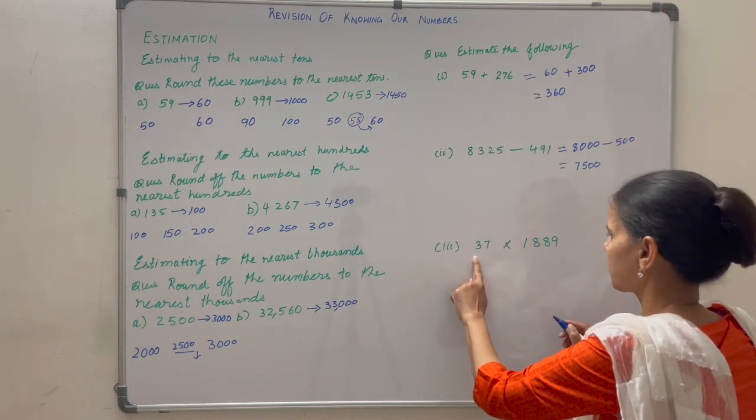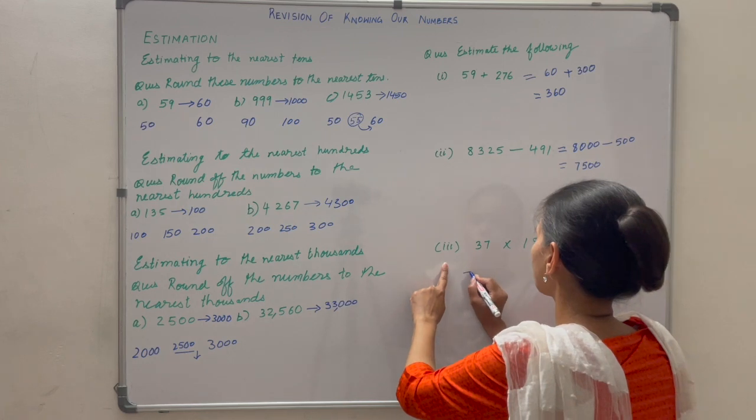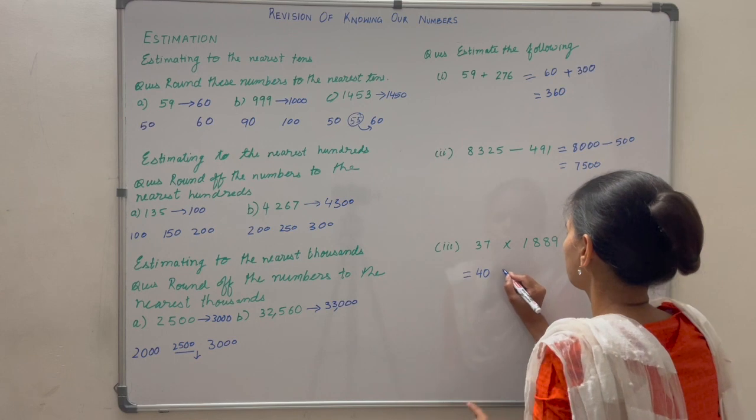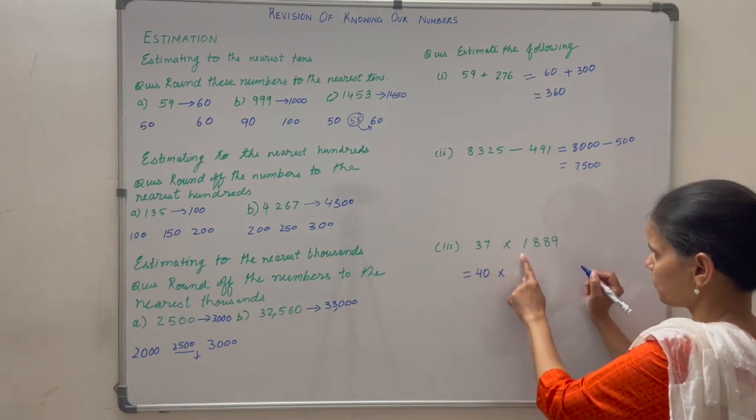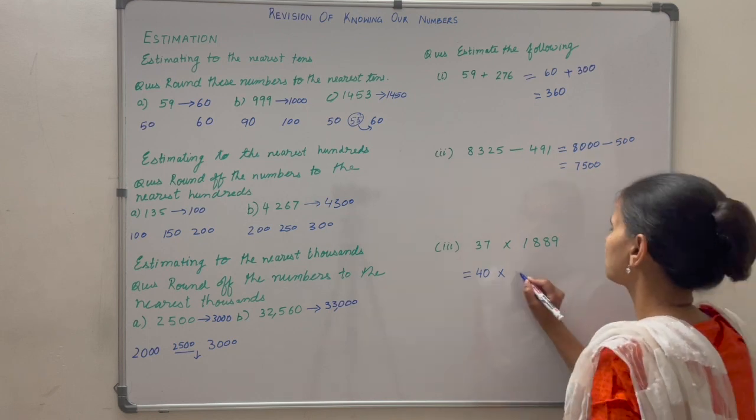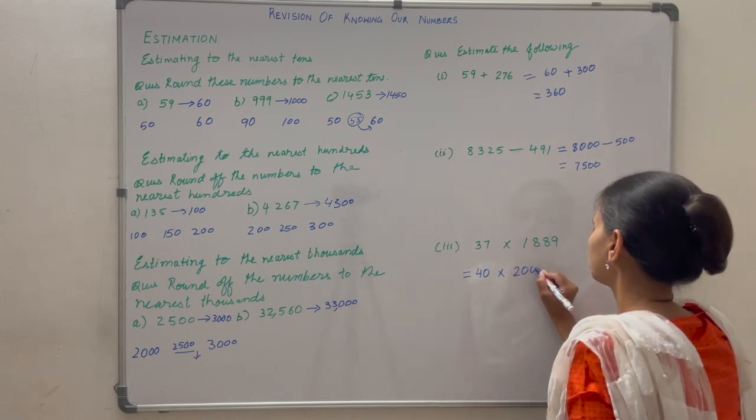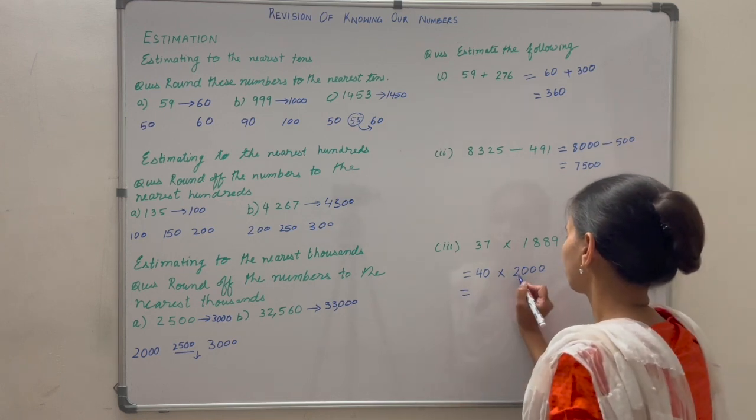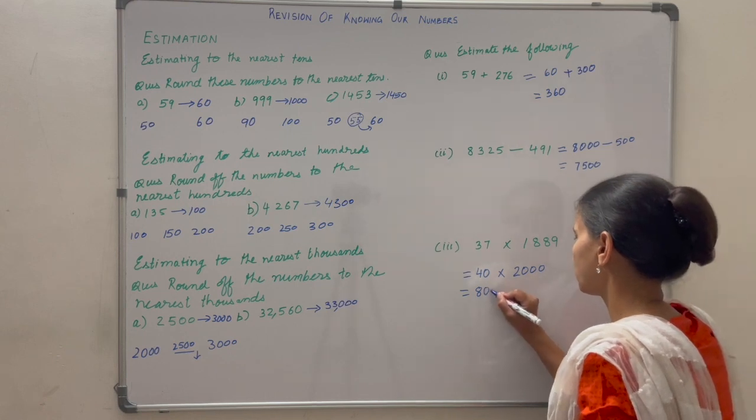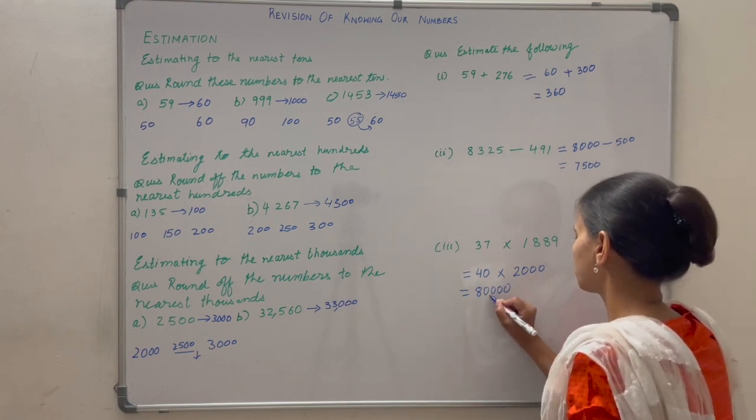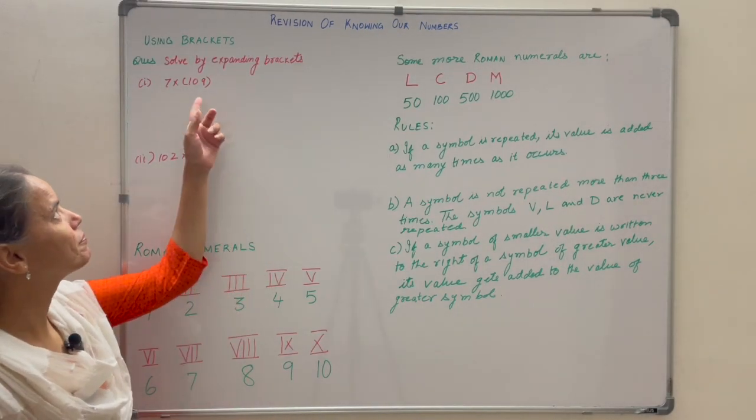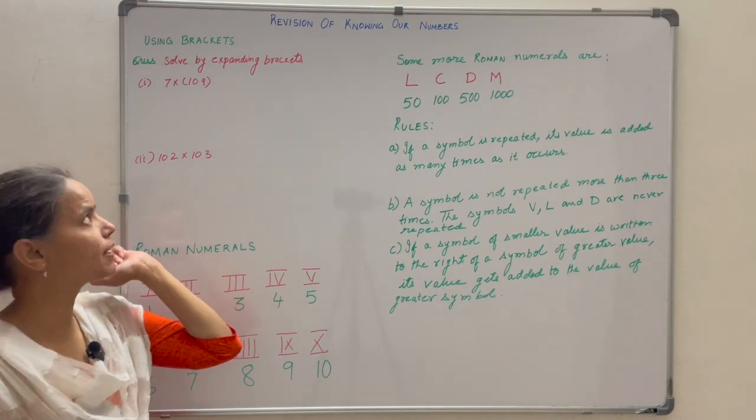Now here the highest place is 10. So you will round it off to nearest tens. So it is more closer to 40. The highest place is 1000. So this lies between 1000 and 2000. So it is more closer to 2000. So it is rounded off to 2000. So 4 into 2 is 8, followed by 1, 2, 3, 4 zeros. So answer is 80,000. Using brackets, solve by expanding brackets.